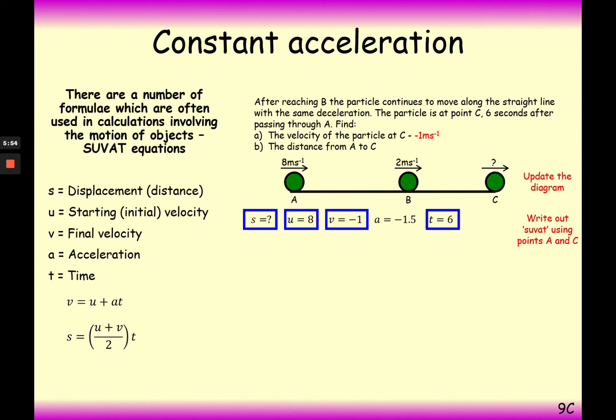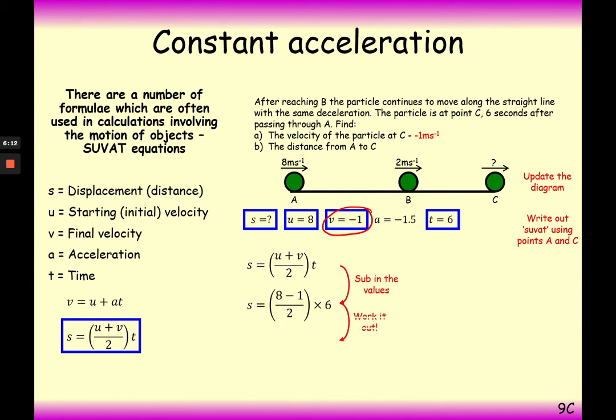Sometimes I'd warn against using a value that you've just found in a subsequent calculation, but in this case it was an exact value, we didn't have to round it. But if you rounded it, try to avoid using those values. So we want to use our second SUVAT equation. So we sub in the values we've got, we're trying to find S, and we get 21 meters as the distance from A to C.